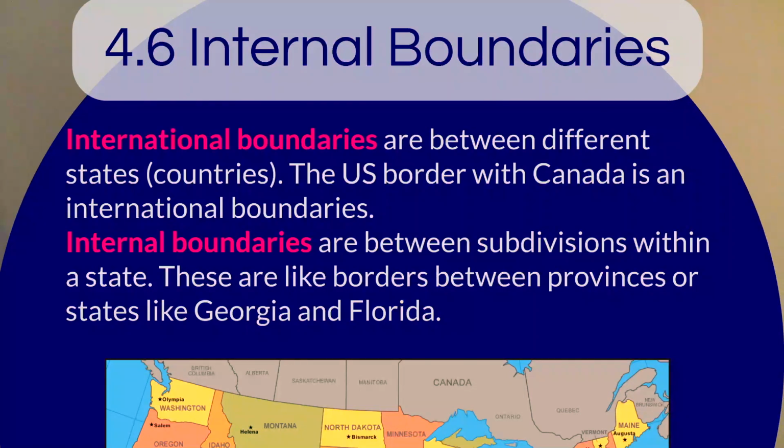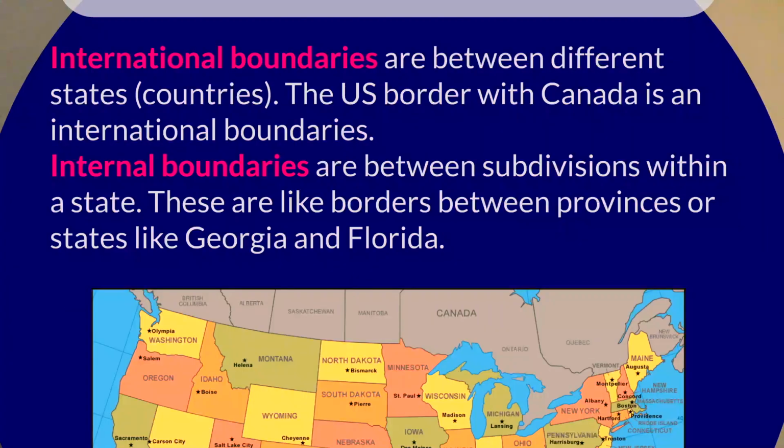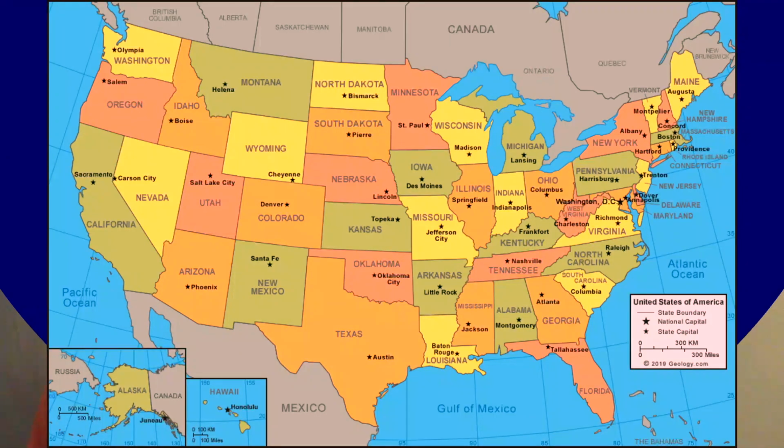But internal boundaries are subdivisions within a state. So these are borders between provinces or states like Georgia or Florida. So if we look at the map of the United States, we can see we're divided up into 50 different states, and those are all internal boundaries because they're a part of the larger state of the United States.